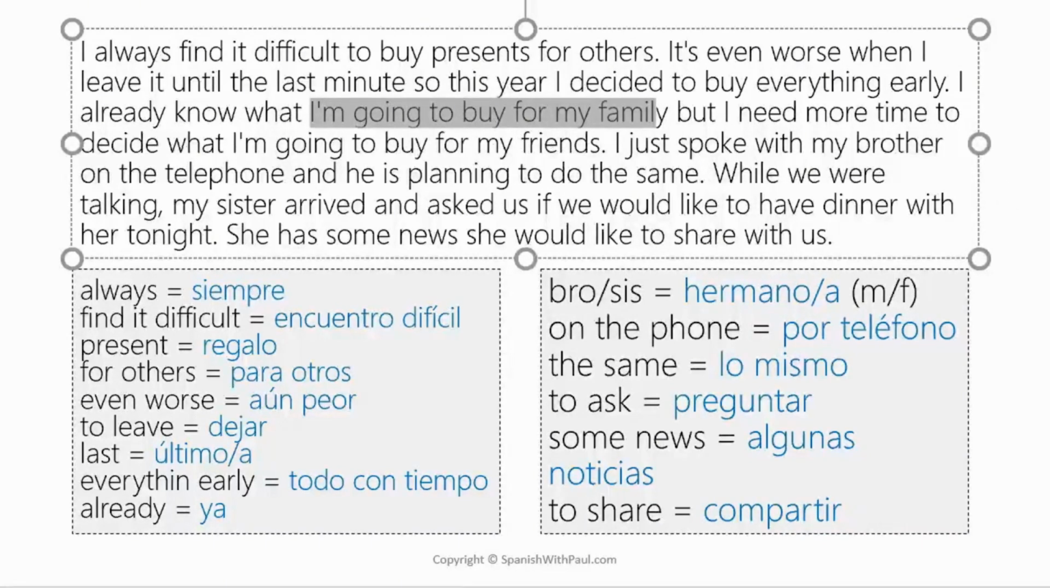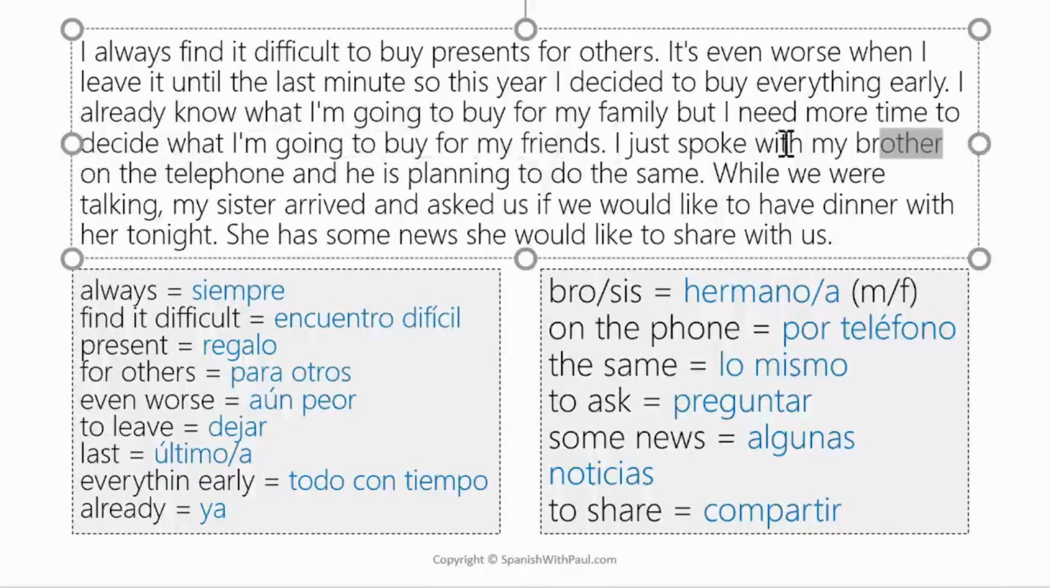This is all modal verb structure. But I need more time, pero necesito más tiempo to decide. This is implying to, in order to decide what I'm going to buy for my friends. So, pero necesito más tiempo para decidir. The thing that I'm going to buy for my friends. Lo que voy a comprar para mis amigos.